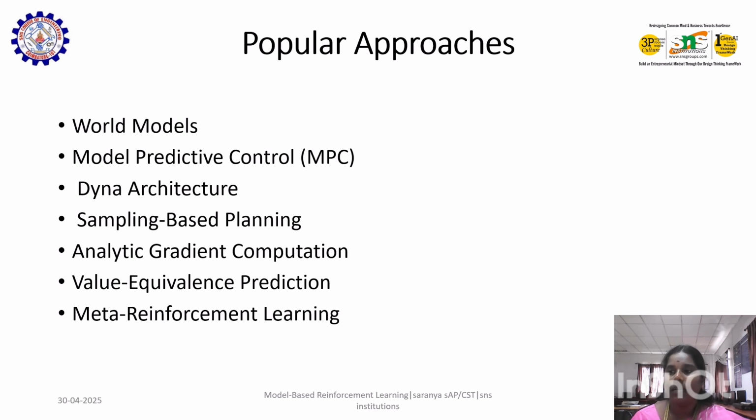Then meta reinforcement learning is an approach that focuses on learning how to learn, which means the agent adapts its strategies based on previous experience across different tasks.